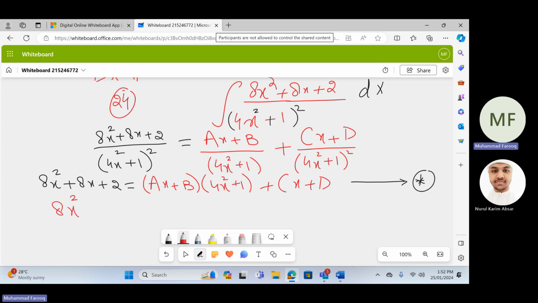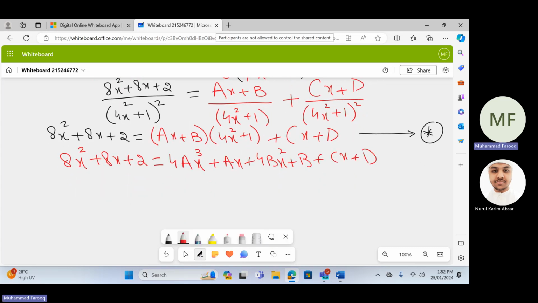When you expand, look here: 8x squared plus 8x plus 2 is equal to 4ax cubed plus ax plus 4bx squared plus b plus cx plus d. I simply multiply ax with 4x squared, ax with 1, b with 4x squared, b with 1, and then cx plus d as it is. Because we couldn't find any x value, that's why we expand this.